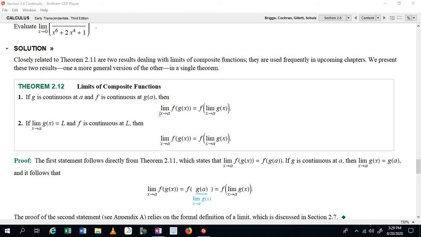So in some sense, what this is saying is, as long as you satisfy these two conditions, you can move this limit past the function f and simply take the limit of g of x first as x approaches a, and then evaluate f at whatever that limit is.